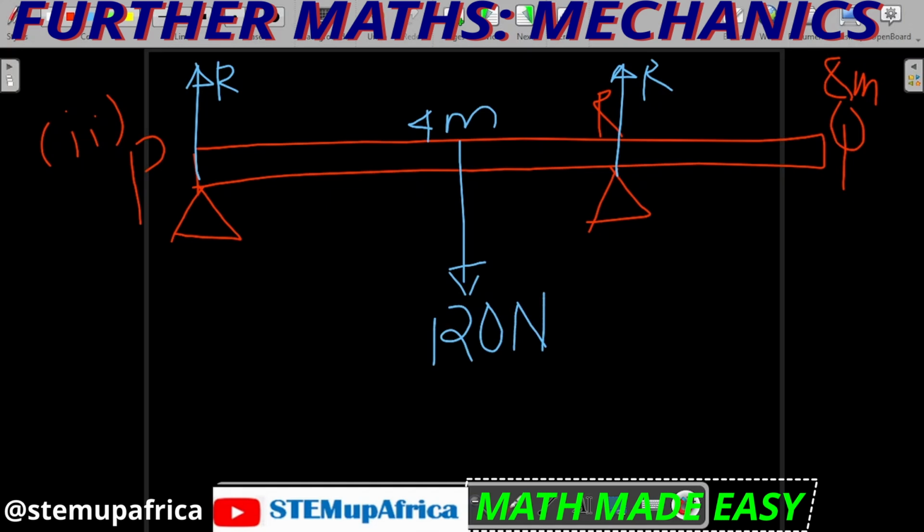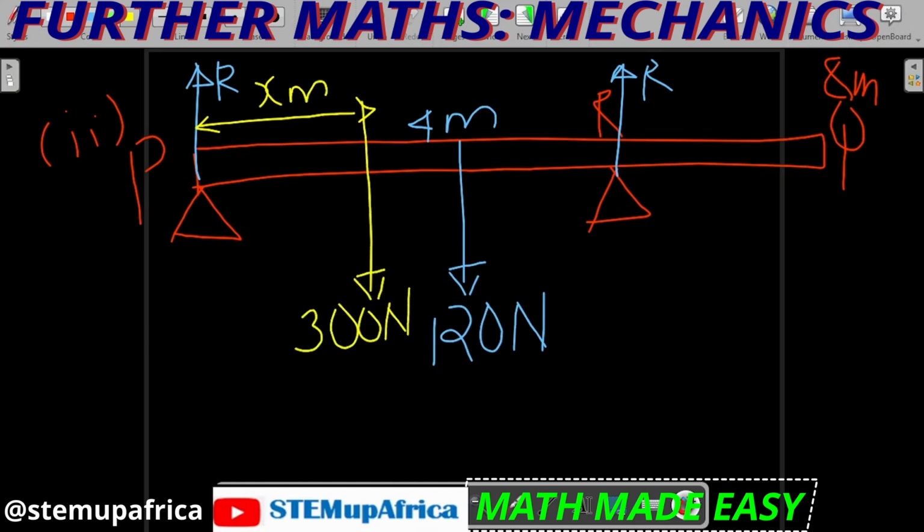Then they're not asking us the distance the boy walked. So for now, we don't know the distance he walked. So I'll call the distance the boy walked X meters. And the weight of the boy is 300 Newton. I don't know the distance the boy walked, so let's call it X. We are told from here to here is 3 meters. That means from here to here is 1 meter.